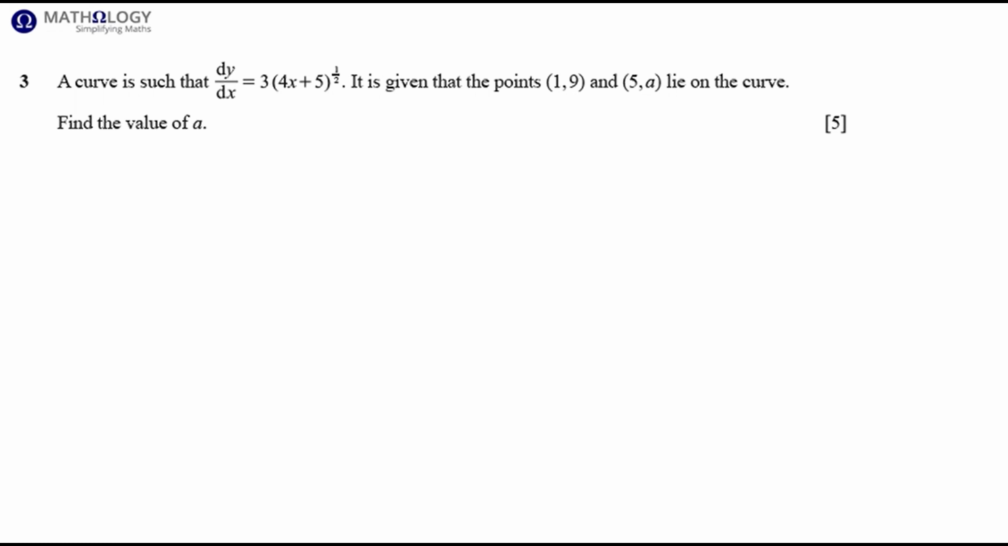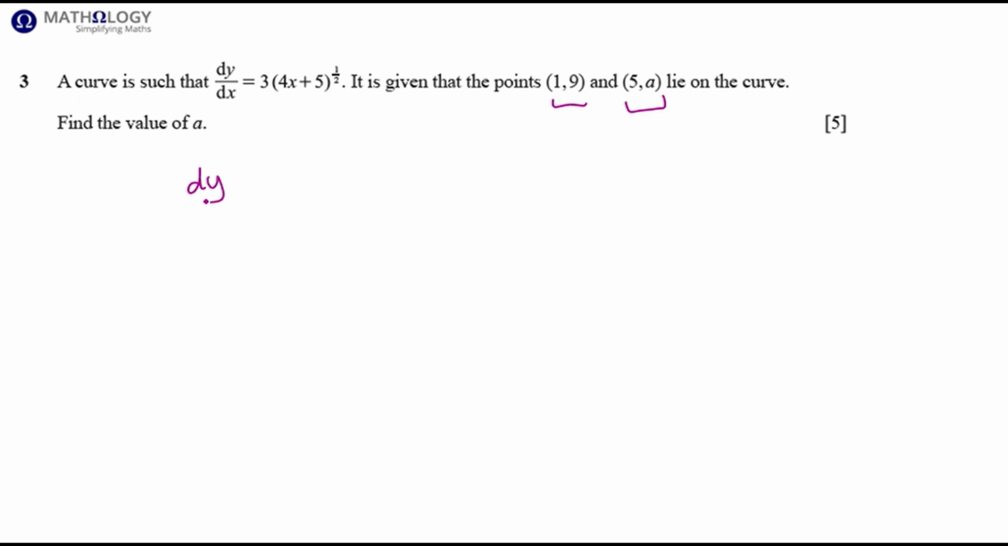The curve is such that dy/dx equals 3 times (4x + 5) to the half. It's given that the points (1, 9) and (5, a) lie on the curve. We're required to find the value of a. Okay, so we are given the derivative function of a curve, and we are given 2 points that lie on the curve. So we are going to need to find the equation of the curve first and foremost before we can use these points (1, 9) and (5, a).